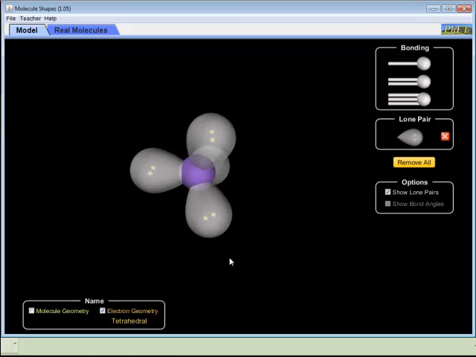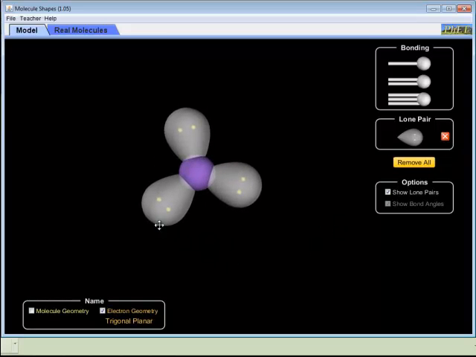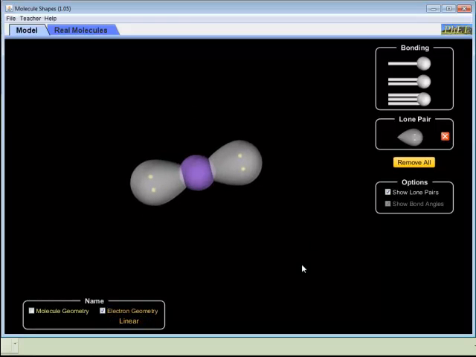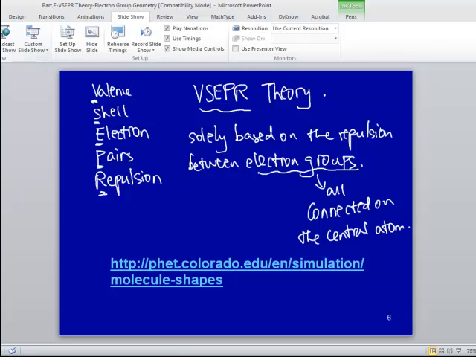If I take out another one, you can see this is becoming a tetrahedral. It's becoming even more relaxed. Take out another one, trigonal planar, and take out another one. Now you relax it back to the linear shape. So let's switch back to the presentation.